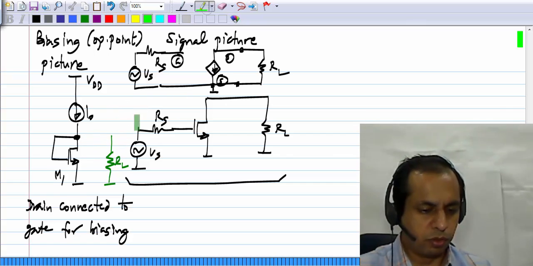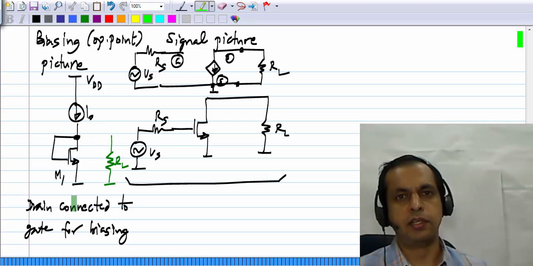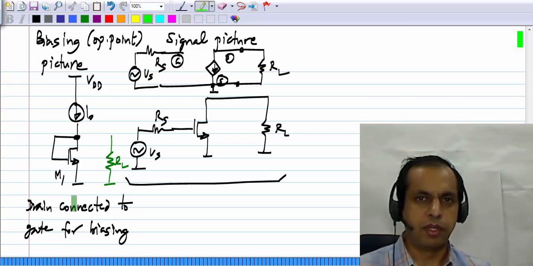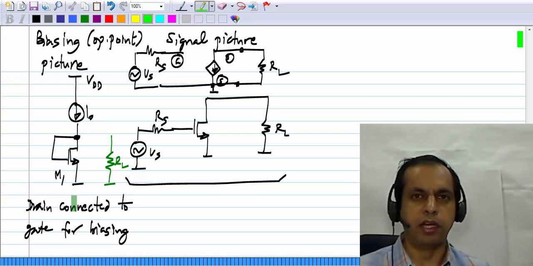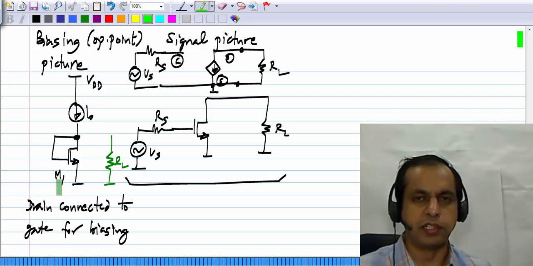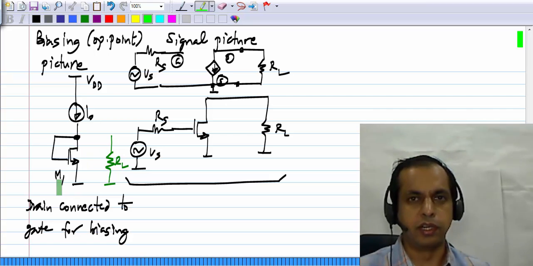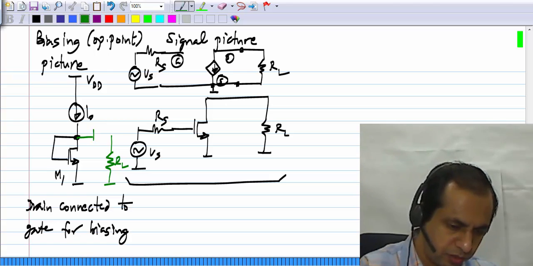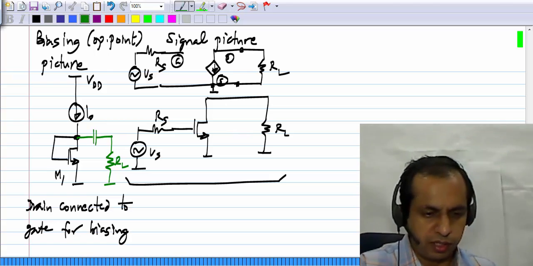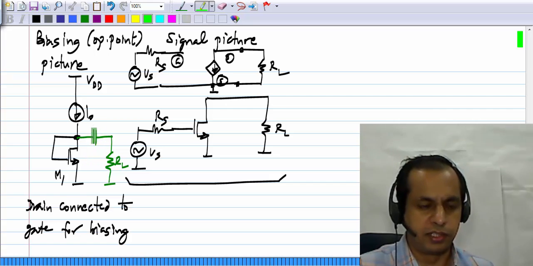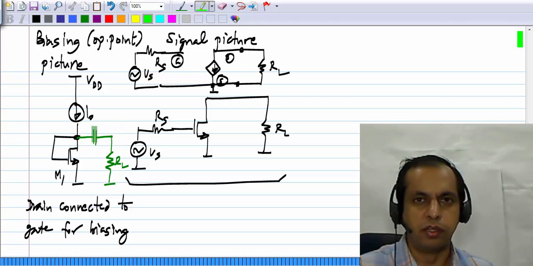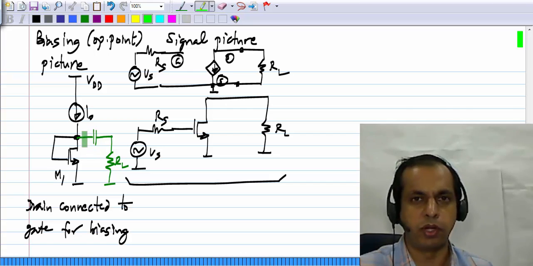So somehow, only for signals it should appear across this, and that is easy if the signal is above a certain frequency omega naught. So this is known as AC coupling, and the way we connect RL to the transistor is exactly the same as our original common source amplifier. We connect it through a capacitor, so that if the capacitance is very large, then all of the signal voltage VDS will appear across RL, but the DC here is blocked. Sometimes this is also known as a DC blocking capacitor.